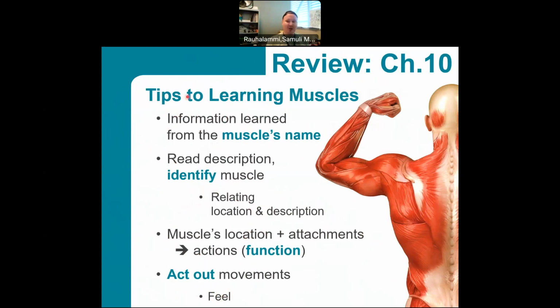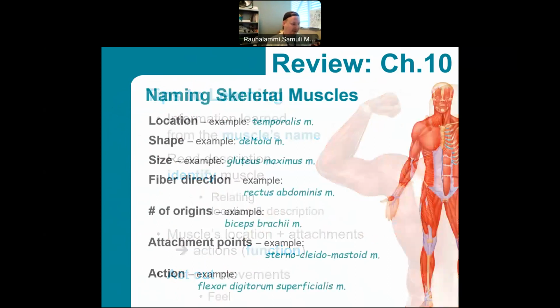I want you to do things that you get something out of. So, on this slide, I mentioned the fact that you can gain a lot of information from the name of the muscle. Let's have a look at that a little bit more with a few examples.